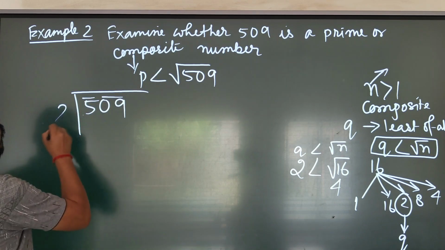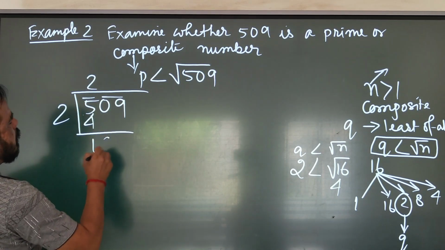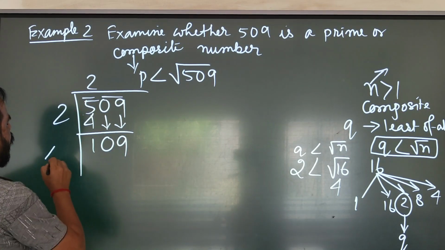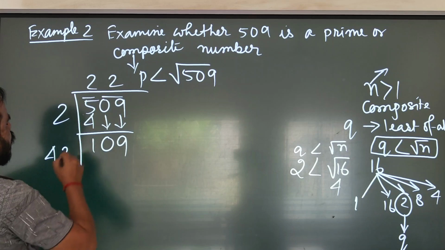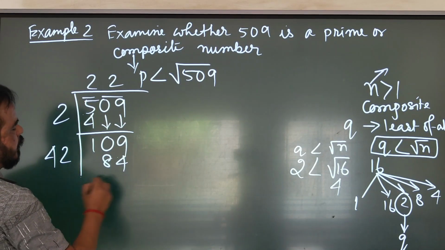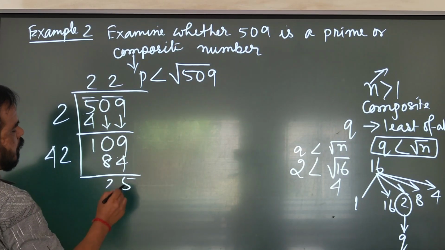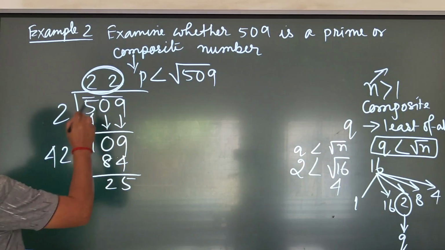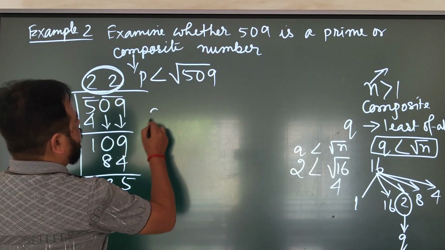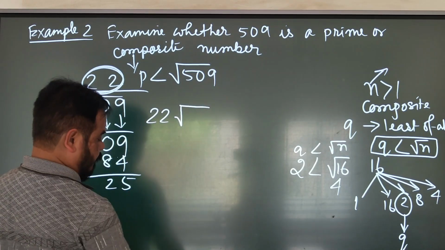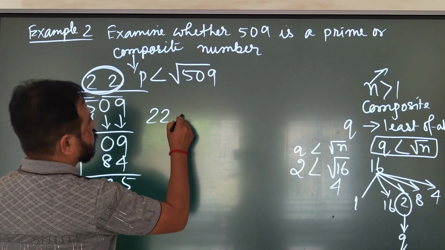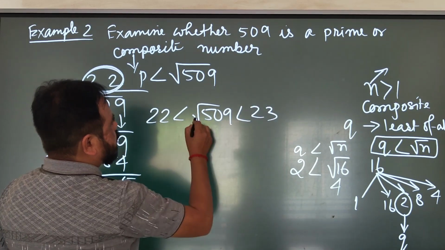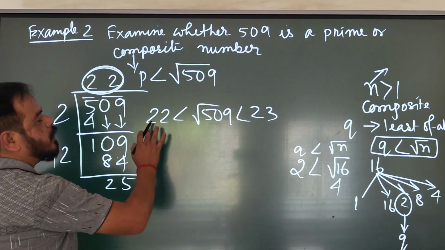This way. 2 into 2 is 4. 1, 0, 9 will come down together. That you know already. And it is 4. 2 4 is 8. 5, 2, 25 is remainder. That means 22. This 509 is in between, and the square root of 509 will surely be between 22 and 23.